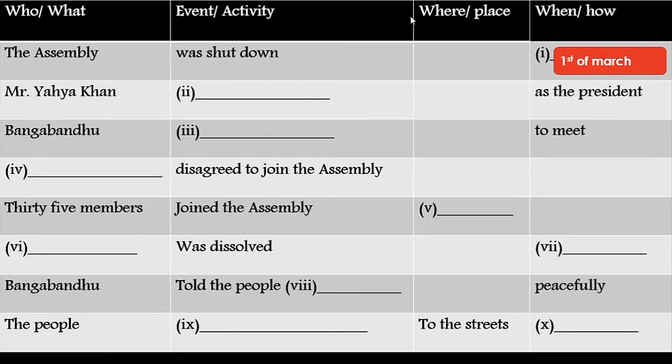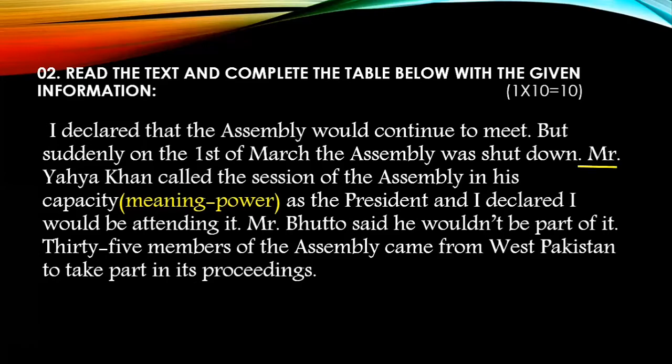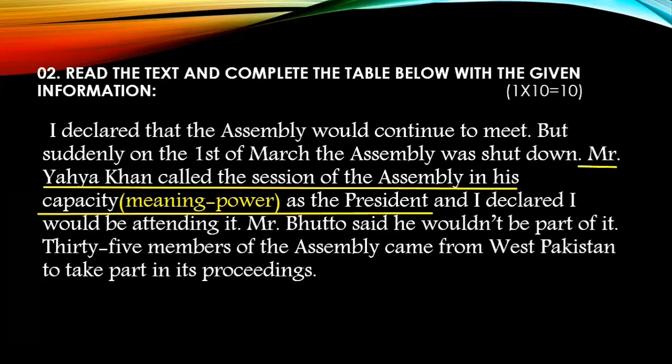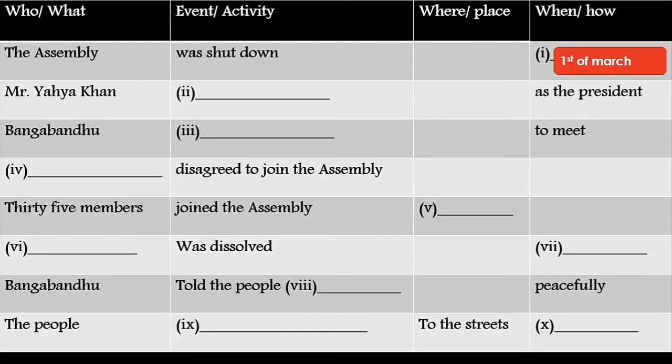Second line says, Mr. Yahya Khan is the subject, and he did something, and when or how he did, as a president. He did something being a president. And what he did? Mr. Yahya Khan called the session of the assembly in his capacity as the president. As he was the president, he had the power to call the assembly. So our answer should be called the session of the assembly. Here, Mr. Yahya Khan called the session of the assembly as the president.